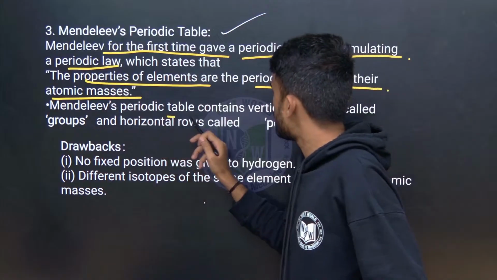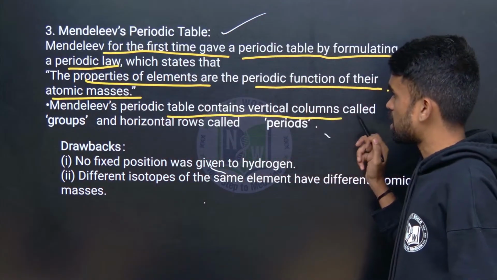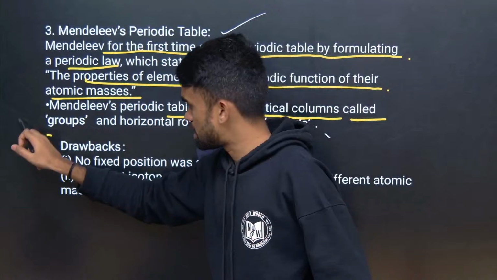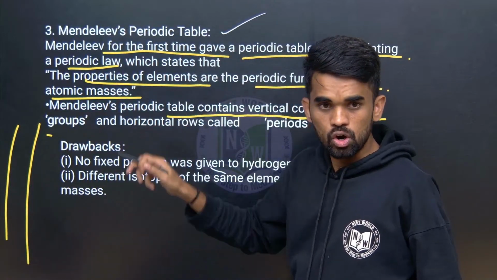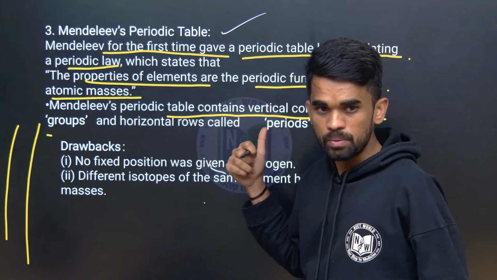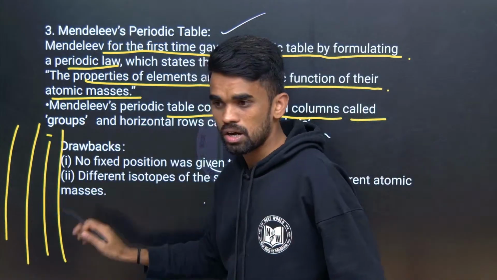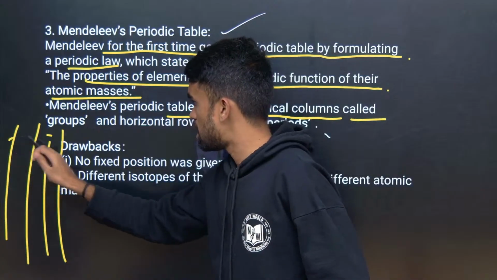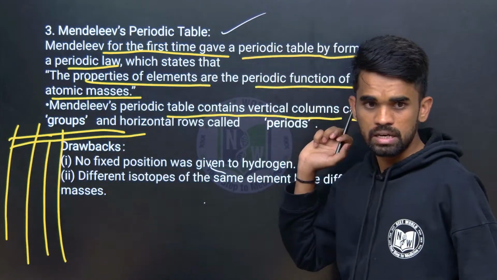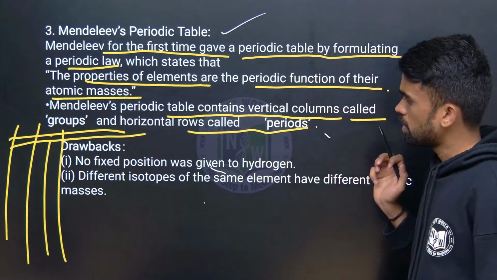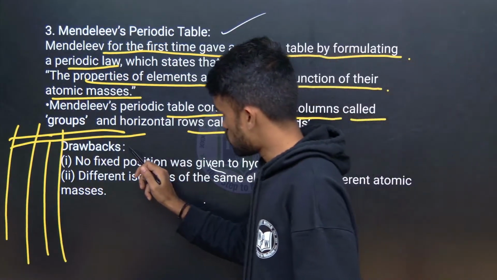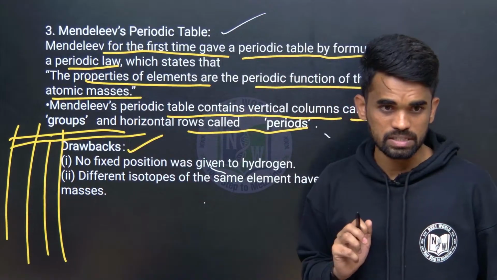Mendeleev's periodic table contains vertical columns called groups. Vertical means like this, so those are columns, and here we are calling them groups. These vertical columns are called groups. We also have horizontal rows, called periods. Next, what are the drawbacks in this classification?